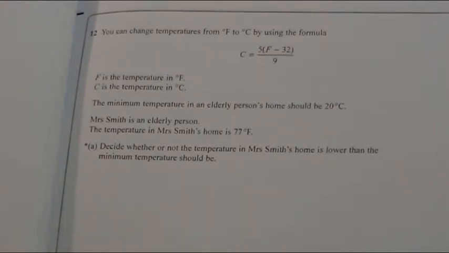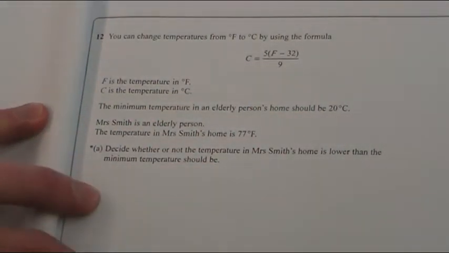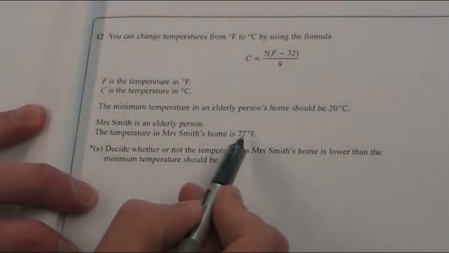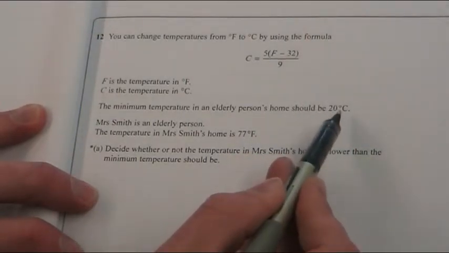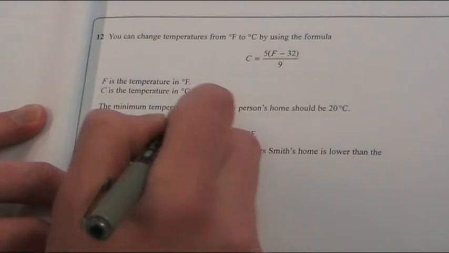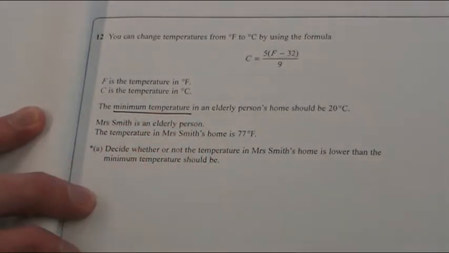In question 12, we are given a formula for centigrade and Fahrenheit, and we've just got to work out whether 77 degrees Fahrenheit is equal to 20, above 20, or below 20, so that it meets the minimum temperature requirement for an elderly person's home. It's also a star question, so we've got to be really careful with what we write down.